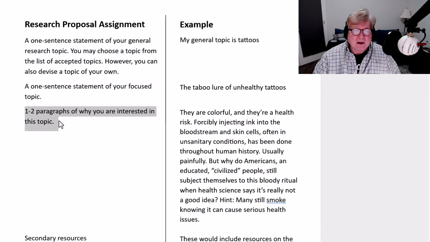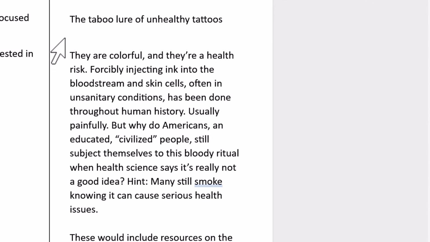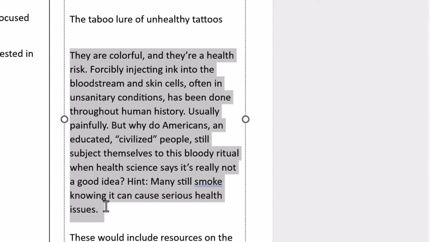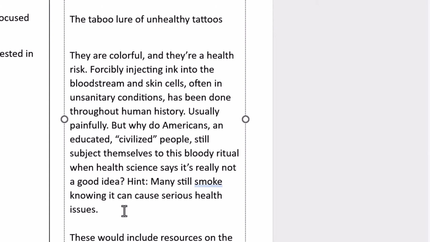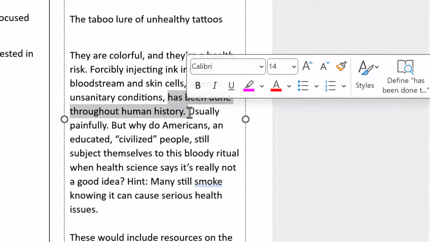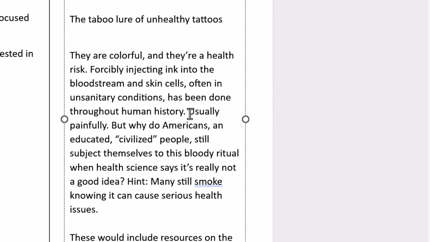And so I outline that interest in 1 to 2 paragraphs. As you can see here, I have written 1 paragraph. Let's take a look at it. They're colorful, and they're a health risk. See that contradiction in terms. Forcibly injecting ink into the bloodstream and skin cells, often in unsanitary conditions, has been done throughout human history, no doubt about it. We could even write a paper on the history of tattoos, but that's not the focus here.